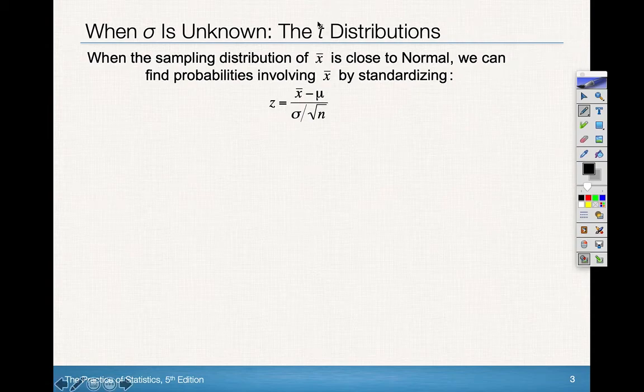We now, for the first time in this class, are creating a new distribution. What is a distribution? Up until today, it's been the normal curve. We've talked about normal distribution, normal this, normal that. We now are going to talk about the t-distribution. So, when the sampling distribution of x bar is close to normal, we can find probabilities involving x bar by using our z-score formula: sample mean minus population mean divided by standard deviation, sigma over square root of n. We learned that formula last chapter.